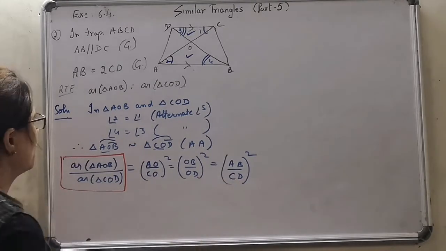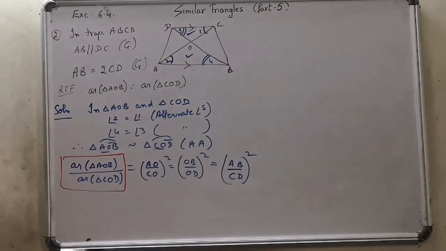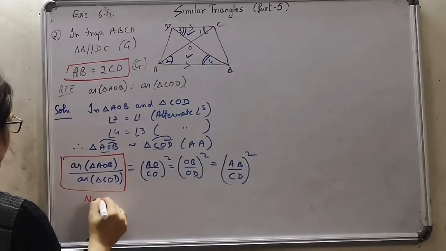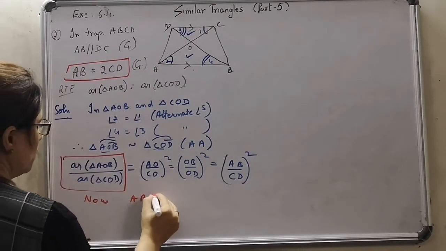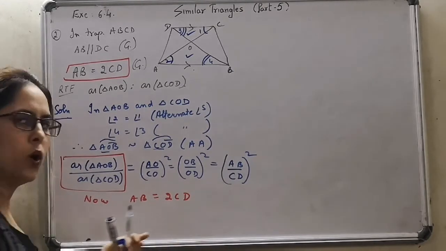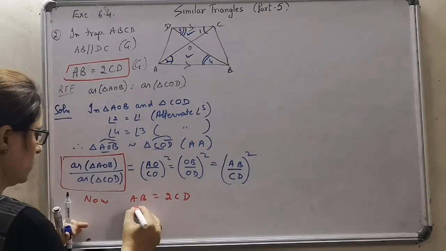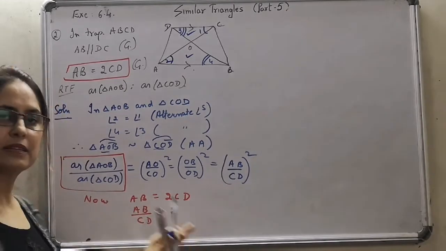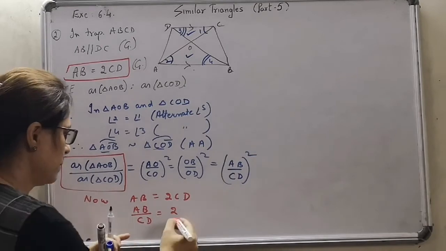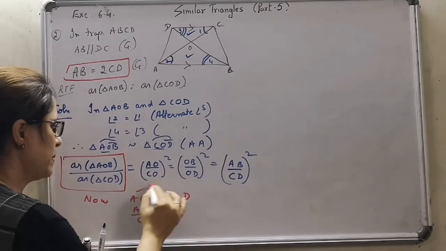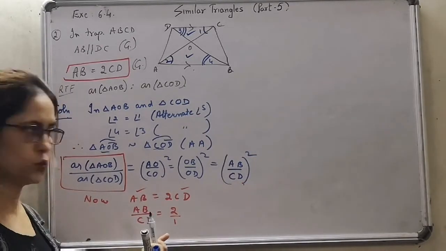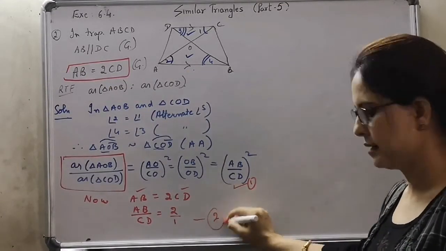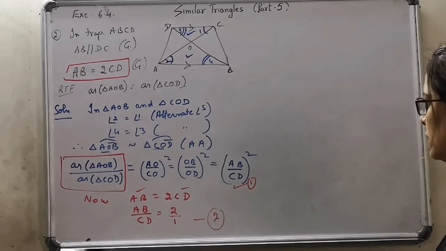I have to concentrate on this portion. Let me again move to my given. In the given, this part was given: AB is equal to twice of CD. How else can we write this? AB upon CD is equal to 2, which we can write as 2 upon 1. So the ratio AB upon CD is 2:1. Name this one as 1 and this one as 2, and the next step will follow after this.